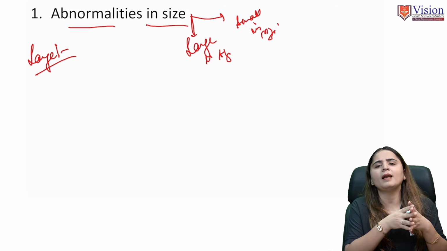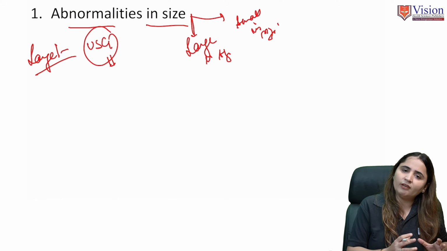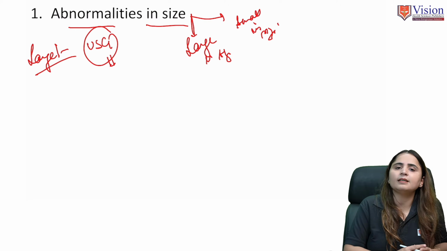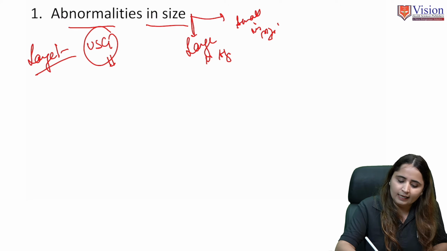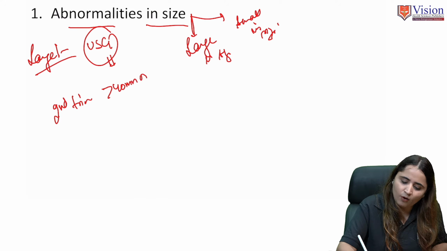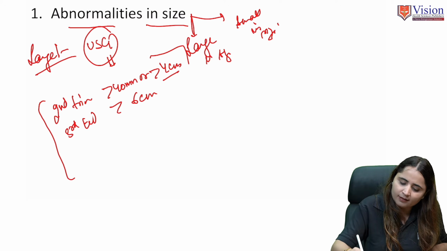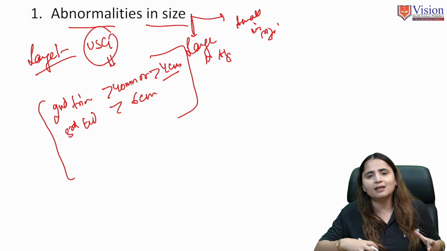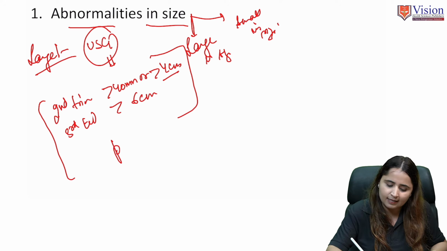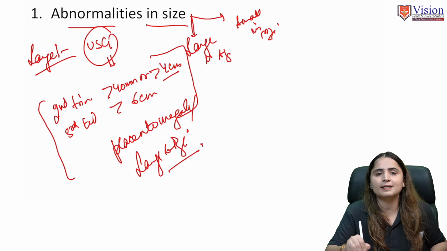A few of the abnormalities of the placenta we can see on ultrasonography. On ultrasonography we can see increased thickness of the placenta. In the second trimester the thickness is more than 40 mm or 4 centimeters, and in the third trimester it is more than 6 centimeters. When there is more than the expected thickness of the placenta, it is called placentomegaly. Placentomegaly means the placenta is large in size.